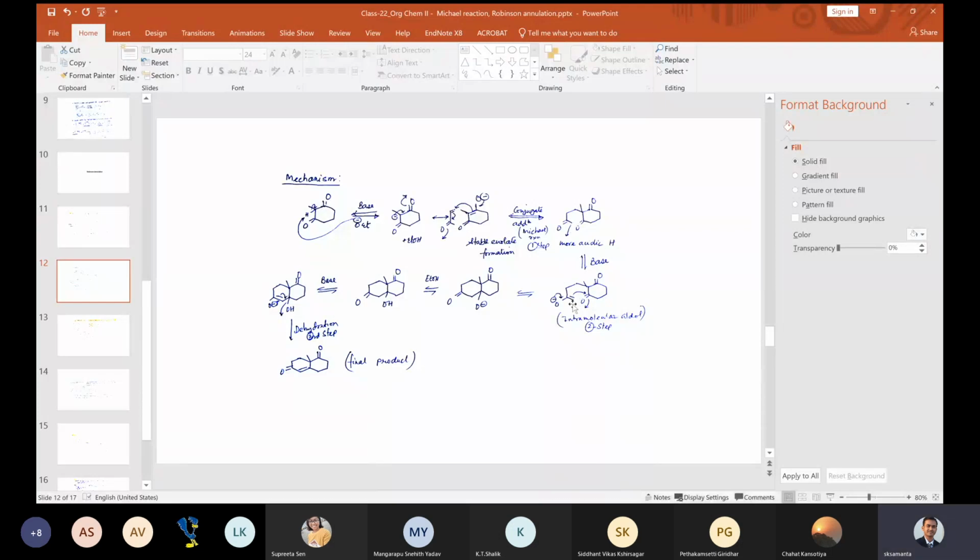It forms an enol again. This enol then attacks this carbonyl compound. Then this O negative picks up a proton from ethanol. Then you have a base, and after dehydration you get this product. This last step usually happens under heating conditions, and also under mild conditions, mainly acidic conditions. We will see some examples where you will see that kind of reaction. So this is how you get this Robinson annulated product.